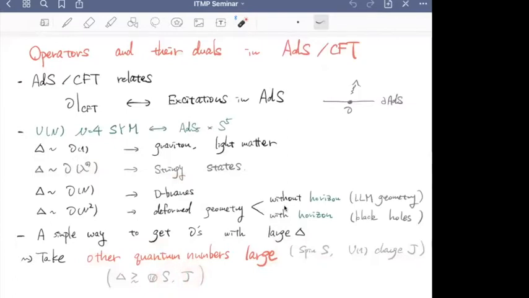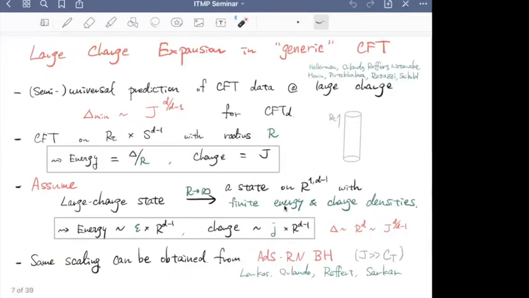So if you increase these quantum numbers, then you automatically get the operator with large delta. And in my talk, I'm basically going to focus on the operator with large U1 charge. So that's the next topic I'm going to explain. Recently there has been a lot of progress in understanding the large charge sector of generic conformal field theory, which was triggered essentially by these two papers.